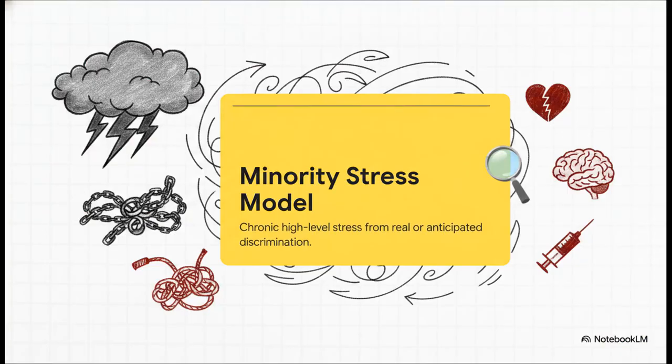So, what does this all mean? Why do these massive disparities exist? For example, why do LGBTQIA+ adults have a 20 to 30% prevalence of substance abuse compared to just 9% in the general population? Well, the answer lies heavily in what researchers call the minority stress model. This is the chronic, high-level stress that stems from either real or anticipated discrimination.